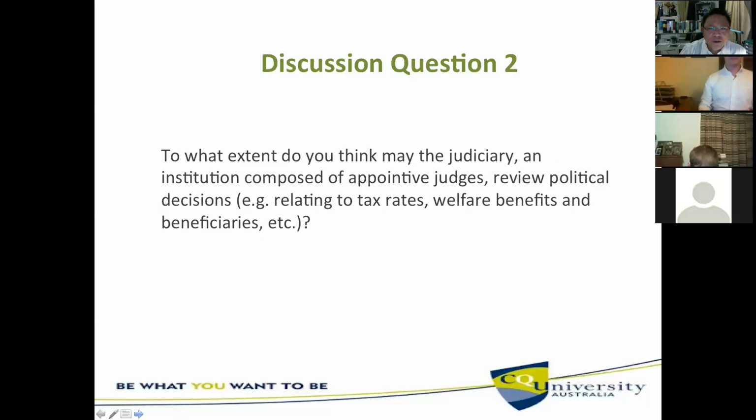So moving on to question 2. To what extent do you think the judiciary is an institution... okay, so I already answered that. If it involves political decisions relating to tax rates, welfare benefits, and so on, the judiciary will not step in and get involved because they are political decisions. They are political questions. So they are non-justiciable, the judiciary will say. So are we clear? That was just related to question 1. So we'll just move on to question 3.